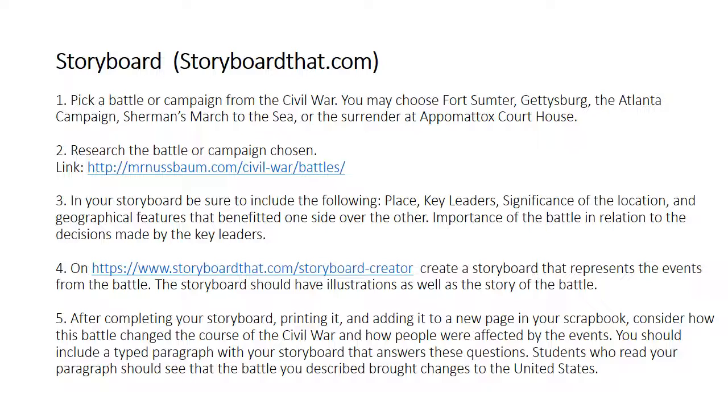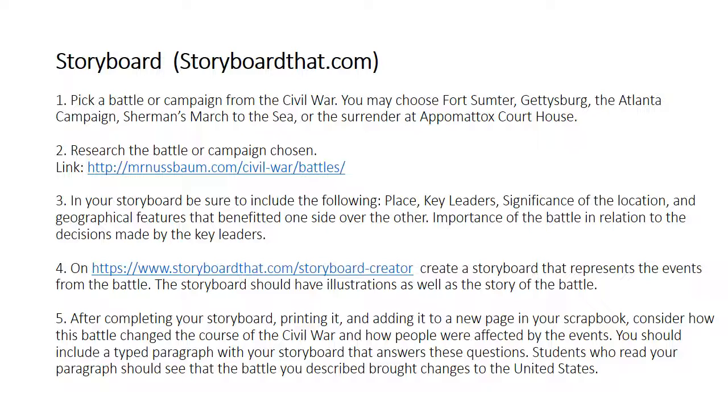You want to include key leaders, the significance of the location and geographic features that benefited one side or the other, and the importance of the battle in relation to the decisions made by key leaders. And on the storyboard website, which is storyboardthat.com, you'll create a storyboard that represents the events from the battle. The storyboard should have illustrations as well as the story of the battle.